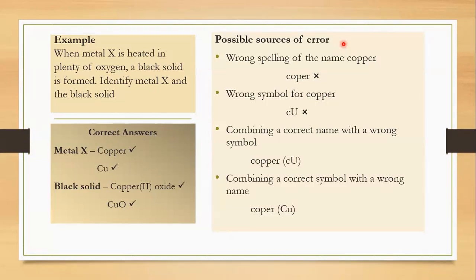So you can see some of the causes of losing marks. There the learner may write the word copper with a single P. There you have the name wrong. And then there is a learner who could write a small C and then a capital U, or write that symbol very wrongly. Like when you join the C and the U, that will be a wrong symbol. And if you pair them, like that one having the correct name copper, but then a wrong symbol, then you're going to get your answer wrong.